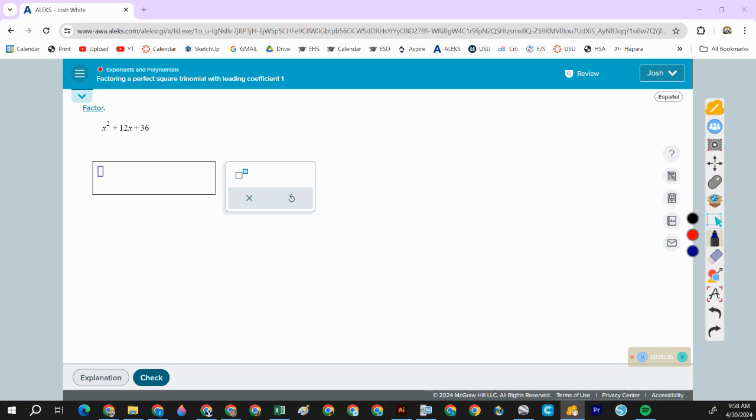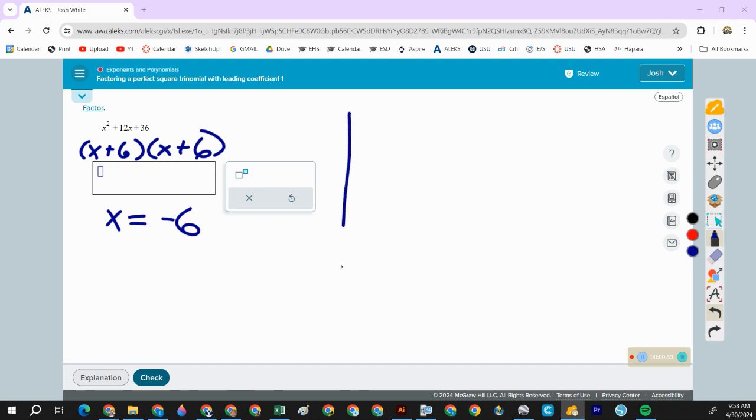So factoring this, two numbers that multiply to be 36 and add to be 12. So that's going to be x plus 6 and x plus 6. If you wanted the roots, it's just x equals negative 6. How can a quadratic hit the x-axis at negative 6 twice? What is that going to look like?